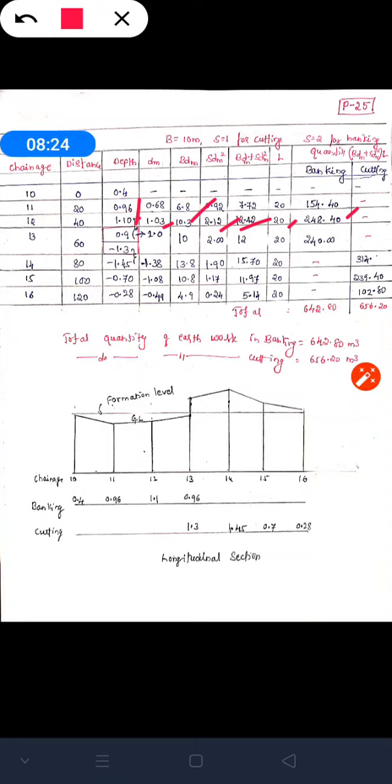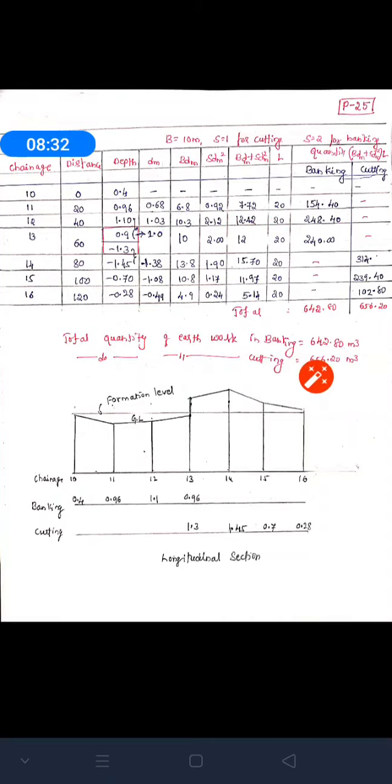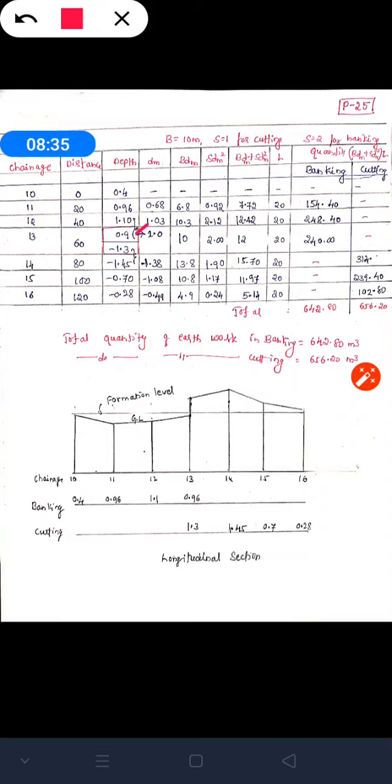Okay, so next when I move on to chainage 13, here we have two depths, so be careful, we should consider two depths here. First I will consider 0.9 here, that is a positive value. For this I have taken the average of these two, that is 1.10 plus 0.9, that is 2, divided by 2, I got 1 here. Then 1 into 10 I got 10. Then 2 into 1 square equals 2. After adding these two, 10 plus 2 equals 12, 12 into 20 I got 240. That is the quantity of positive.